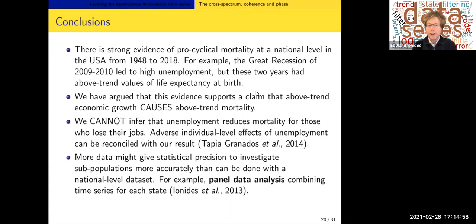To get deeper into this phenomenon, you might want to look at results at a finer level. So panel data analysis just means putting together a whole lot of time series. So if you had time series for each state, you might get higher resolution to answer some of these questions. And that's kind of what happens. That's beyond this case study.